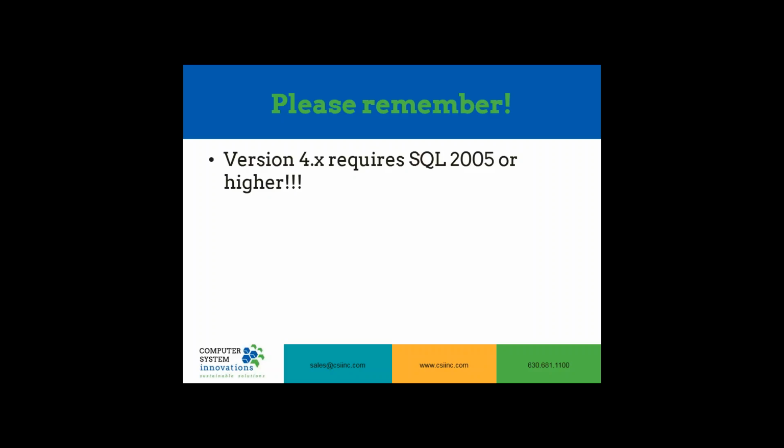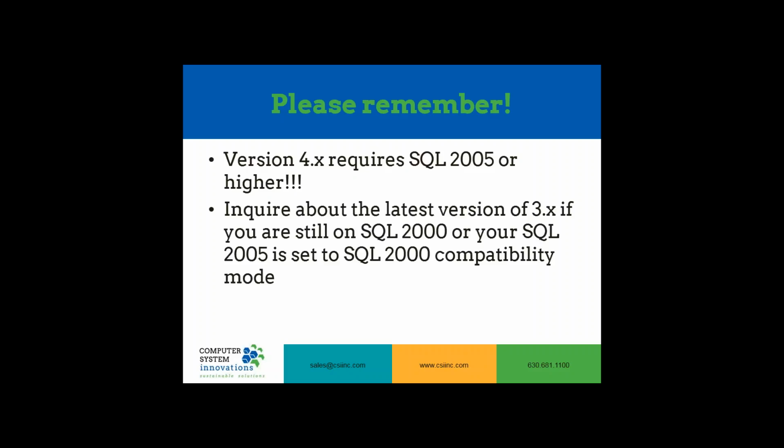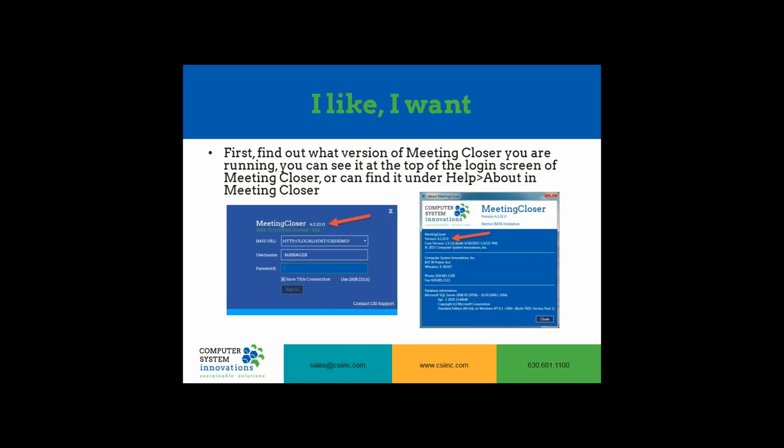Another thing, if you are going to put the latest version of Meeting Closer on, you have to be on SQL 2005 or higher. If you're not, we can give you the latest release of version 3. Please remember, if you're still running SQL 2005, you might need to check your SQL Server. The releases of iMIS way back when that supported SQL 2005 often would drop it into SQL 2000 compatibility mode. If you're on iMIS 15, you don't have to worry about that. It's only an issue if you're on 10.6 or earlier. If you're on 10.6 and your database is in SQL 2000 compatibility mode, Meeting Closer 4 will not run.